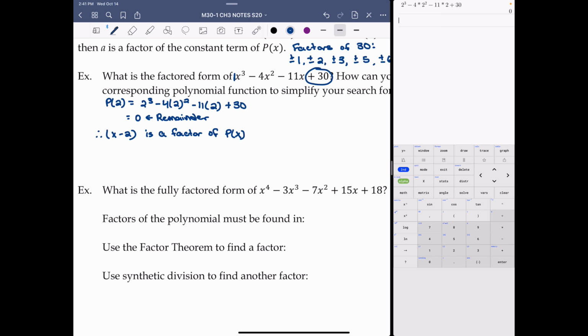The coefficients are 1, negative 4, negative 11, and 30. We have our L shape. We're dividing by x minus 2, so we put 2 here. We drop down the first coefficient, so 1. We multiply the outside. Negative 2 times 1 is negative 2. We subtract inside. Negative 4 minus negative 2 is negative 4 plus 2, which is negative 2.